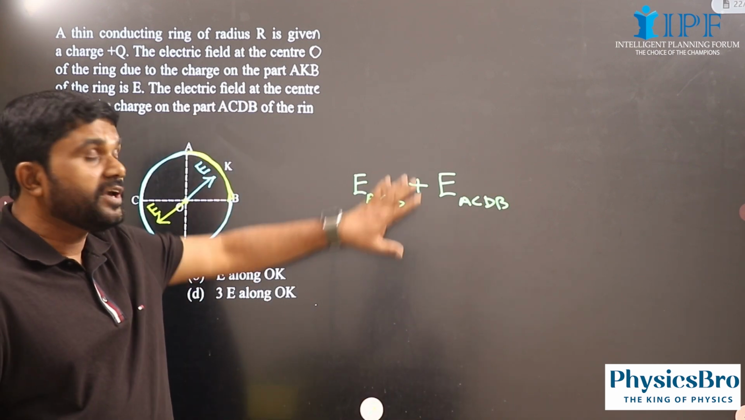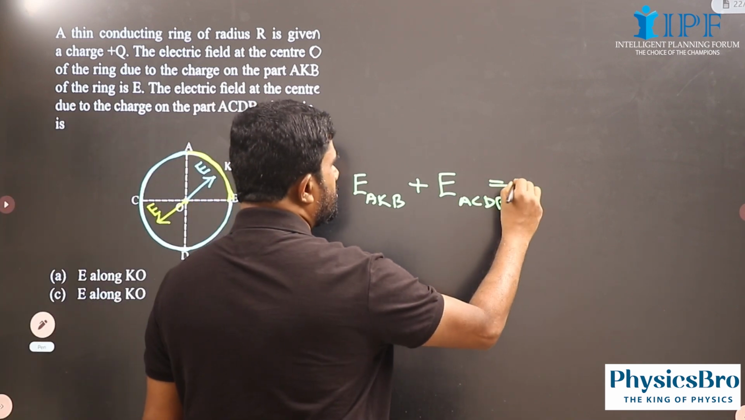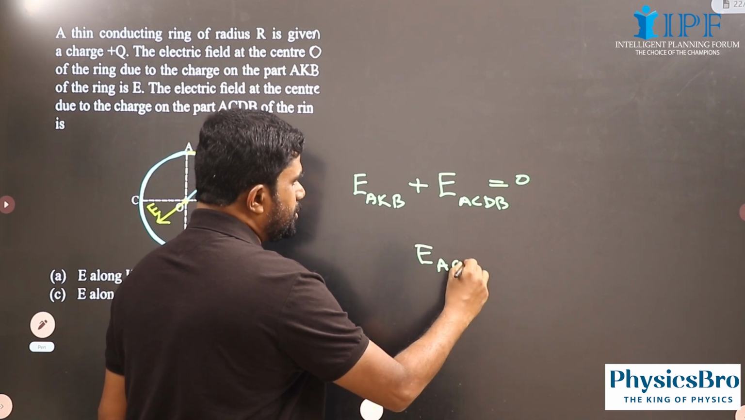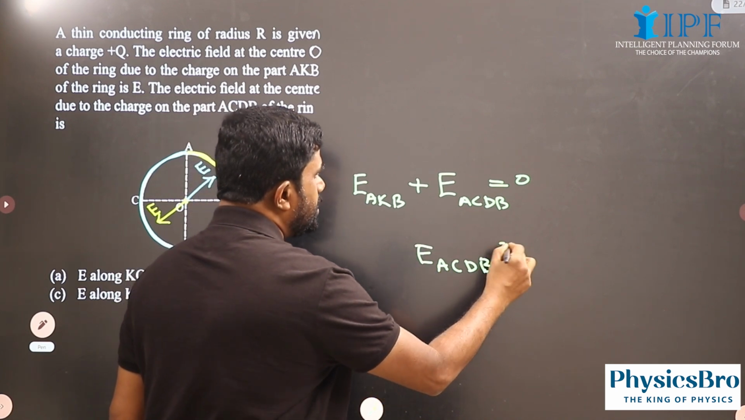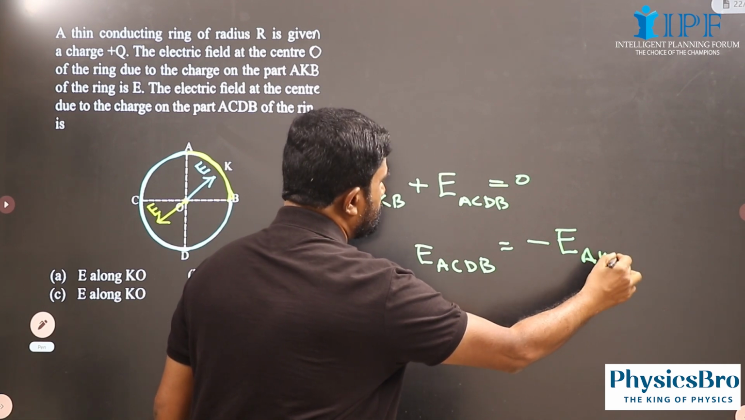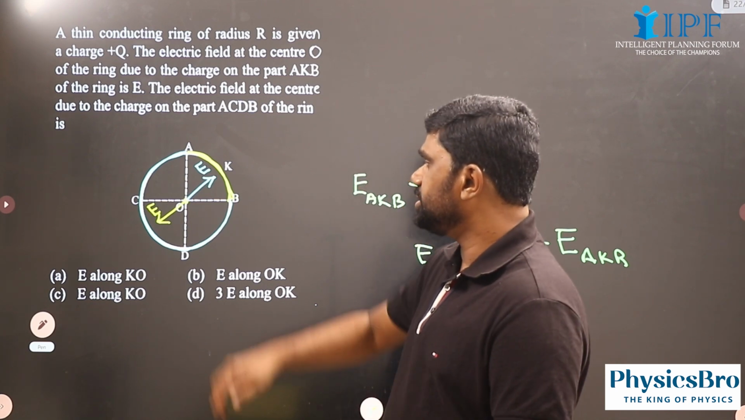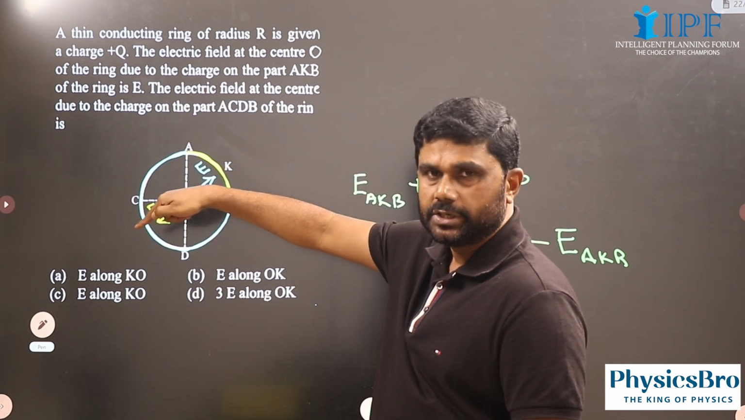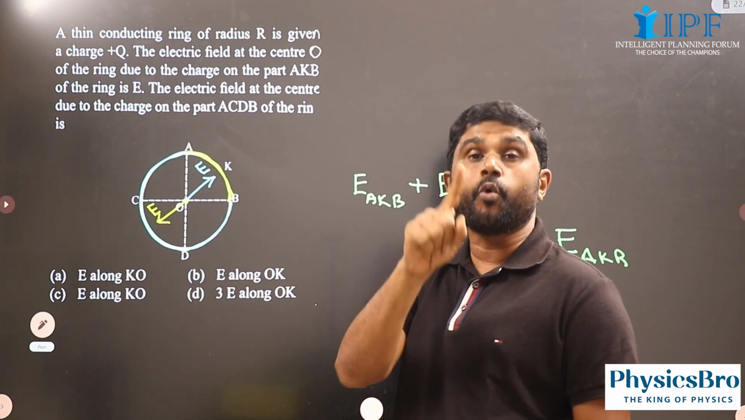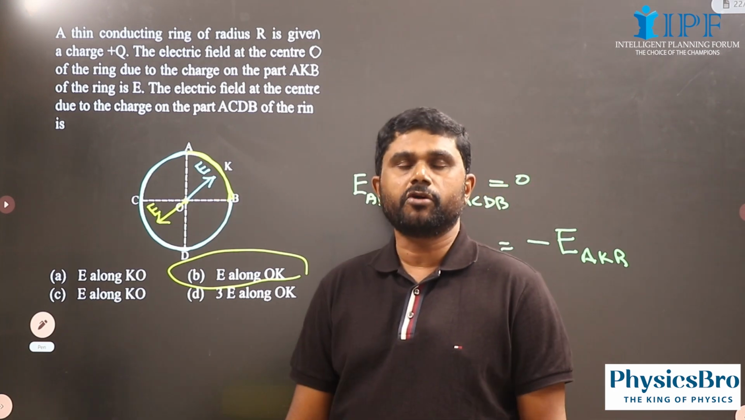Okay, this is the field due to the complete ring at its center. This must be equal to 0. So the intensity of electric field due to ACDB should be equal and opposite to the field due to AKB. Field due to AKB is along KO, then the field due to the remaining part must be along OK, just opposite. So, intensity of electric field E along OK.